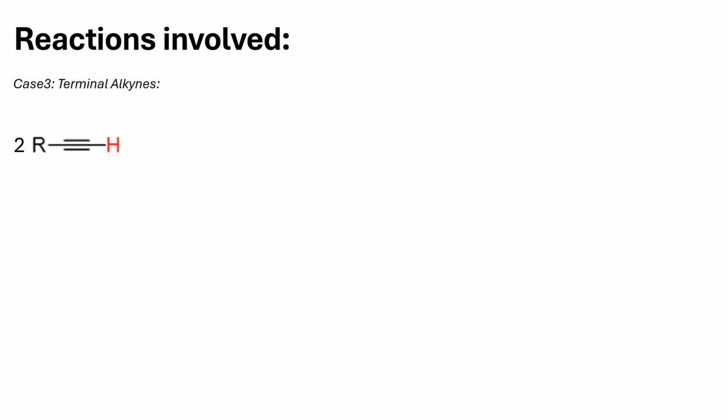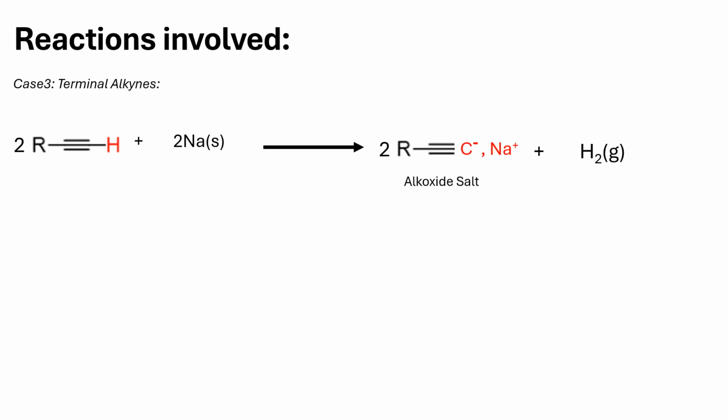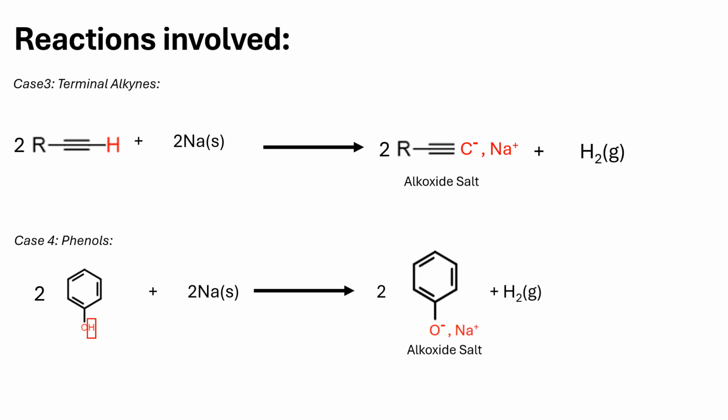Also, we have the case of terminal alkynes. Two molecules of a terminal alkyne will react with two atoms of sodium to produce two salt molecules and the release of hydrogen gas. Also for phenols, two molecules of phenol react with two sodium atoms to release a salt plus hydrogen gas.